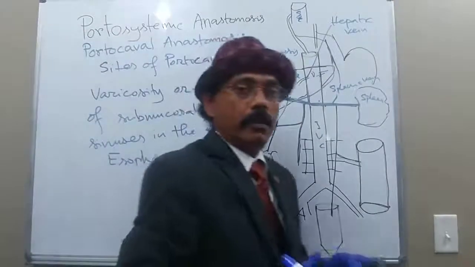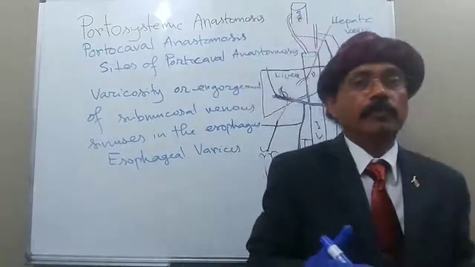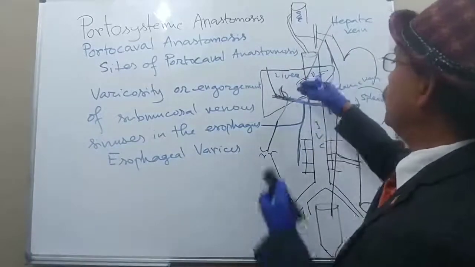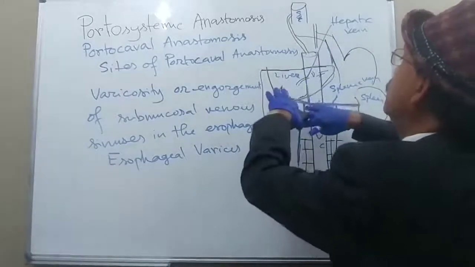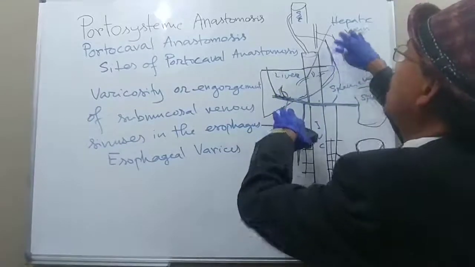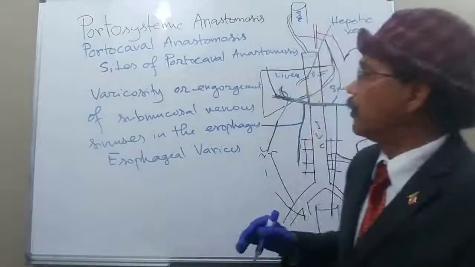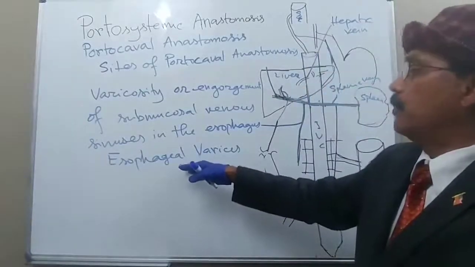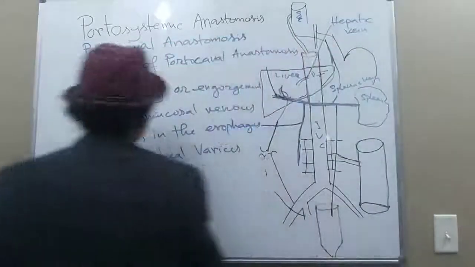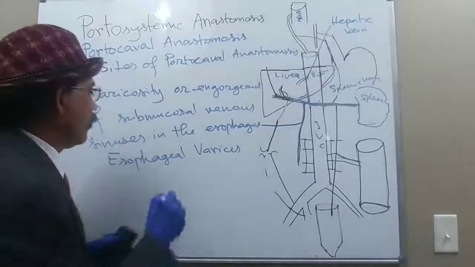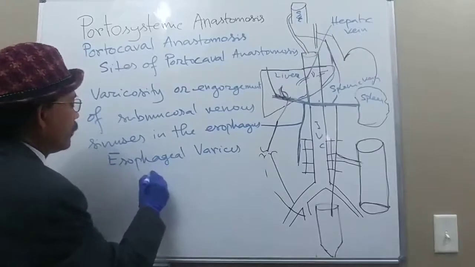So this is the establishment of anastomosis, because blood cannot go through the hepatic vein. There is high pressure there, so it will go back to the heart by means of these anastomotic channels. So we get the esophageal varices, and these may rupture, and there may be very severe hemorrhage.